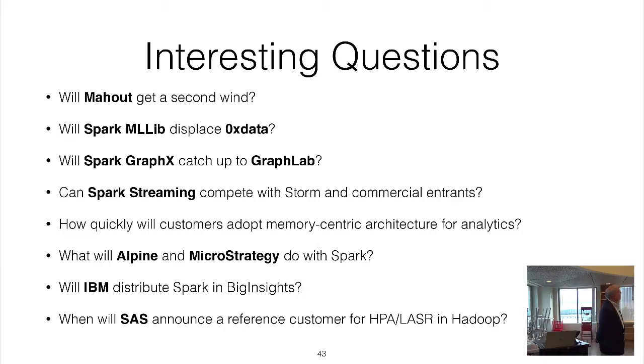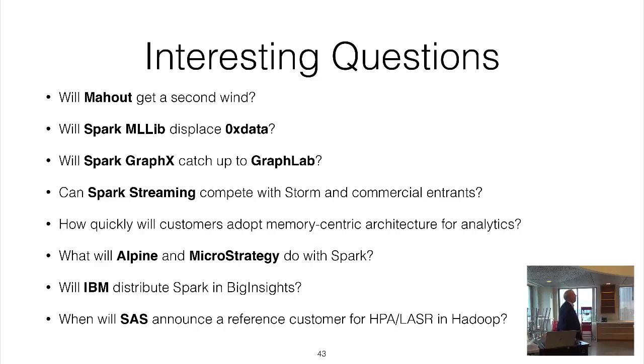How quickly will customers adopt memory-centric architectures for analytics in Hadoop? In other words, will people be fairly conservative and want to stick with tried and true MapReduce? Will they adopt YARN quickly? A couple of questions. Who knows? I don't know. Alpine and MicroStrategy are certified on Spark. What are they going to do with it?